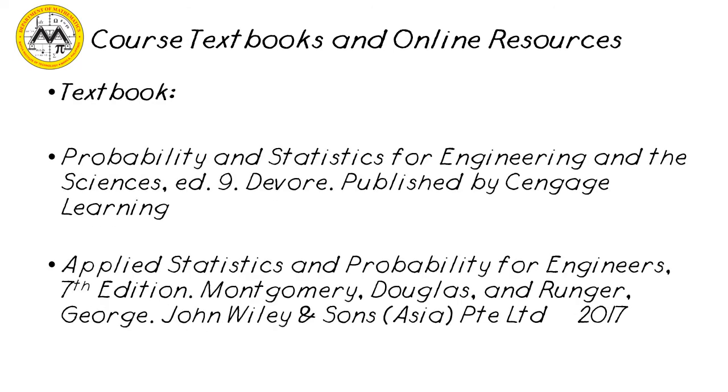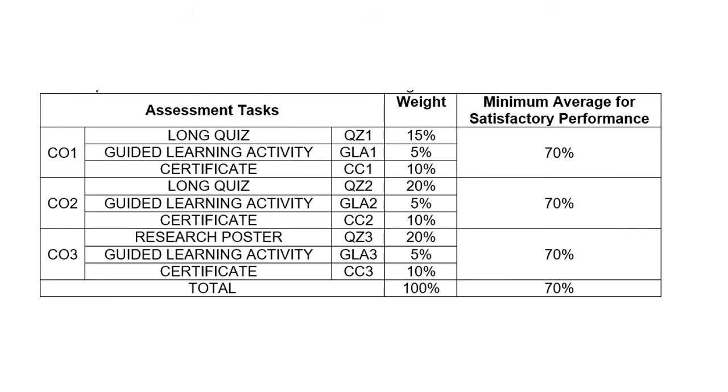For textbooks, we have Probability and Statistics for Engineering and the Sciences by Devore and Applied Statistics and Probability for Engineers by Montgomery, Douglas, and Runger.